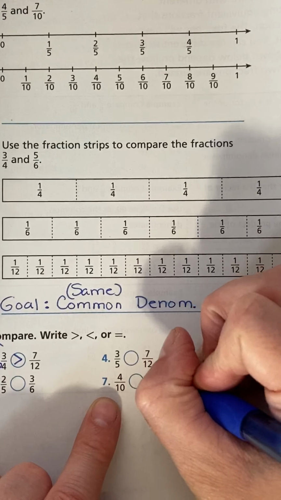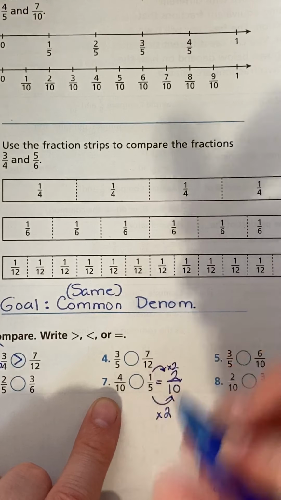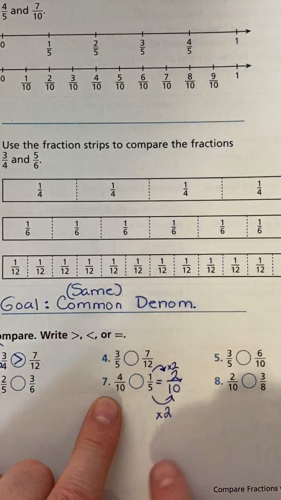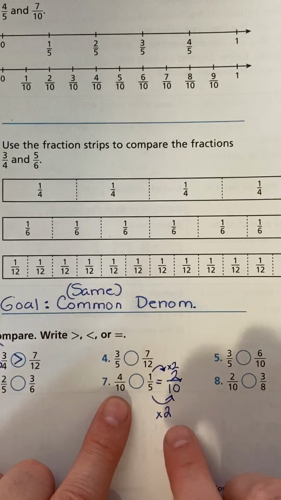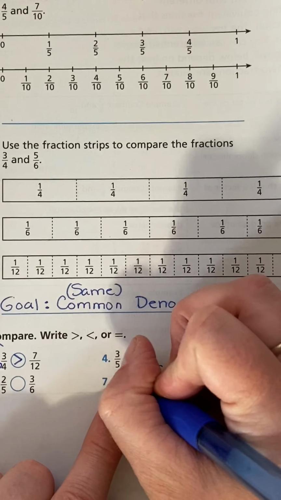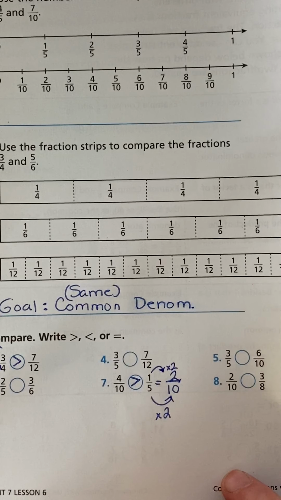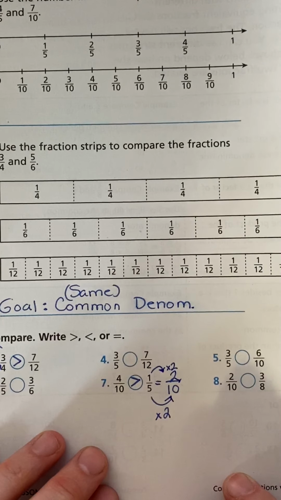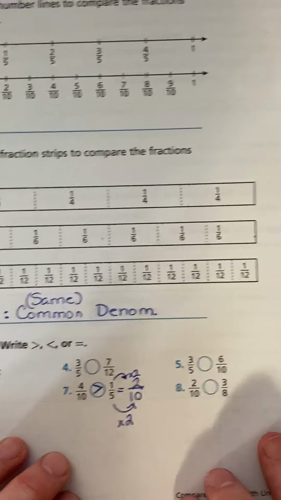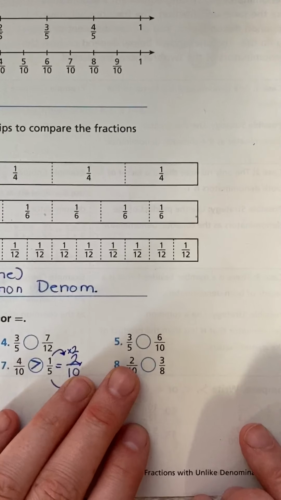So now if I do the same to the top, I get 2/10. And now it's easy to compare, because 4/10 is greater than 2/10. Remember, the last lesson taught us that if the denominators are the same, we just compare the numerators. Okay? Now, unfortunately, on this section, these are the only 2 that are, oh, I'm sorry. Number 5 is also like that.